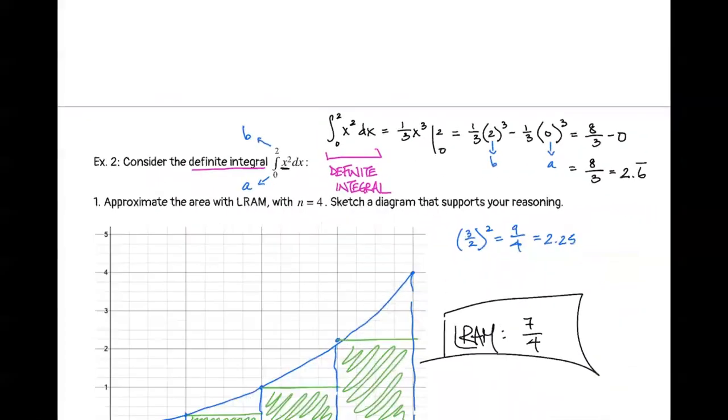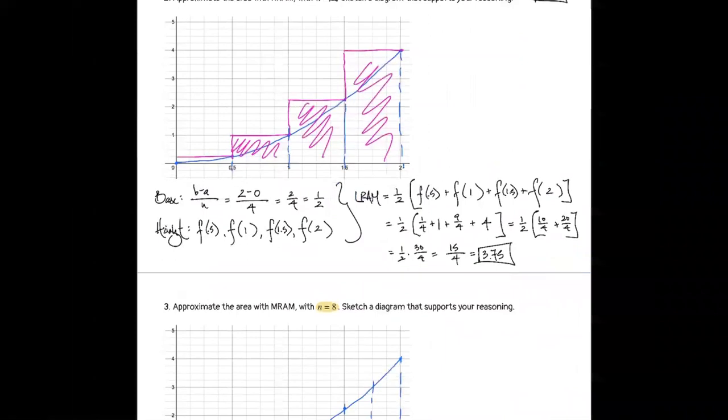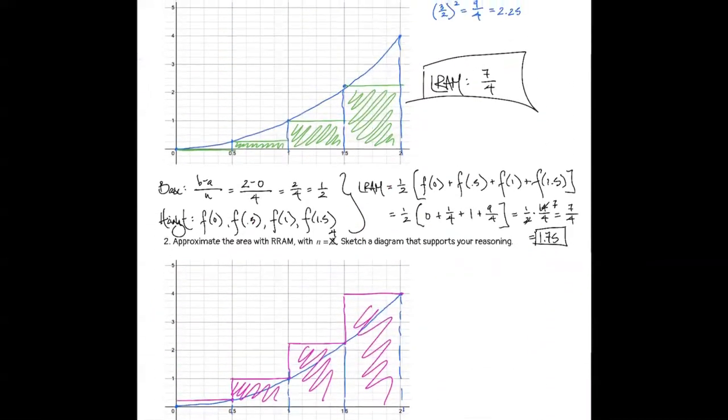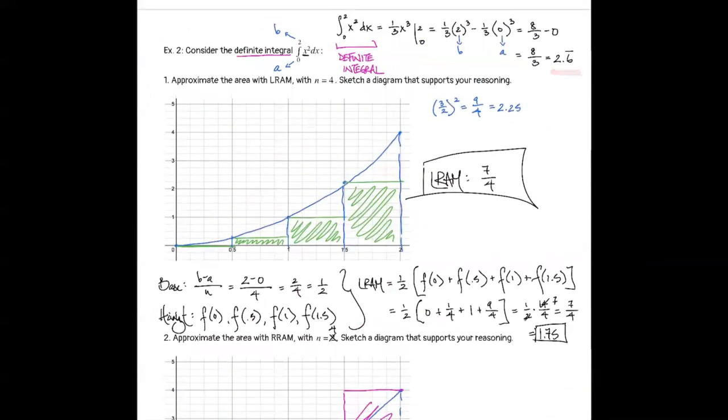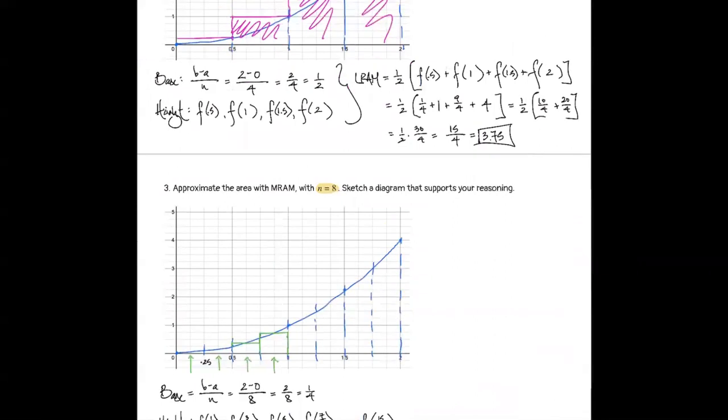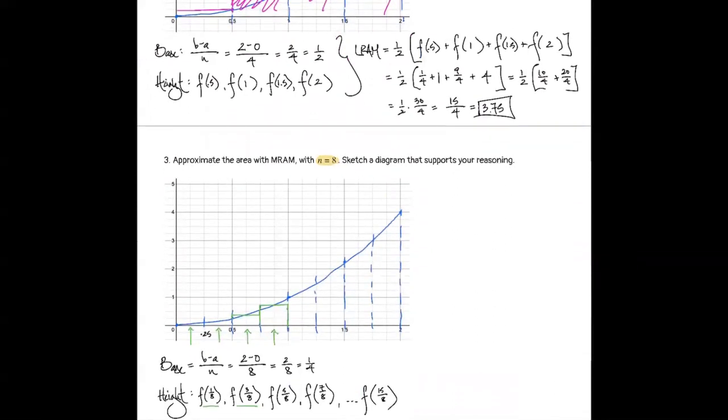So folks, if you're curious about the actual value, and you have some time and patience to find all these y values and multiply them out, or add the heights together and multiply by the base, my guess is that you're going to get a number much closer to 2.6 repeating. If you want to show that to yourself on your own time, that could be a good exercise, to think about how much closer you can get just by doubling the number of rectangles, or maybe even choosing that MRAM instead of an LRAM or RRAM. All right, so we're going to go ahead and stop this recording here.